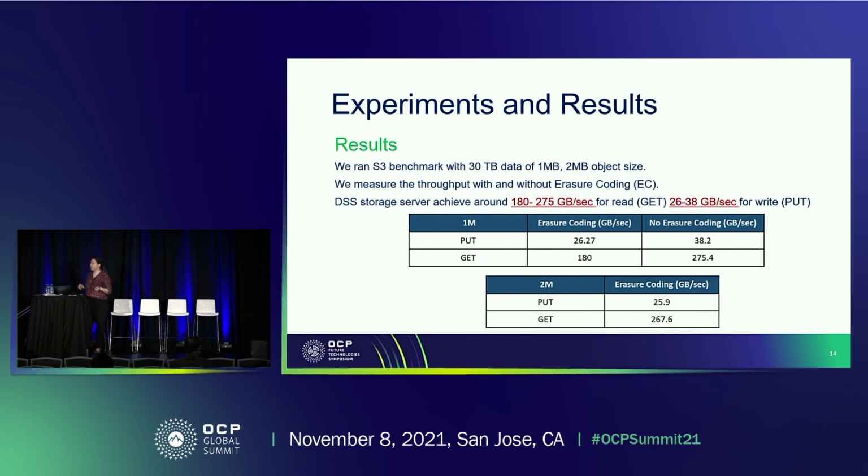When we ran the S3 benchmark with 30 terabytes of data at 1 meg or 2 meg object size, we got around 180 to 275 gigabytes per second for get. We ran both with and without erasure coding, so that's the difference you will see. And we see around 26 to 38 gigabytes per second for put, the writing. Both of these tables are for 1 megabyte and 2 megabyte object sizes. For the 1 megabyte, we could only measure without erasure coding, not for the 2.